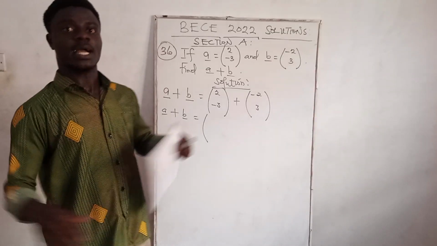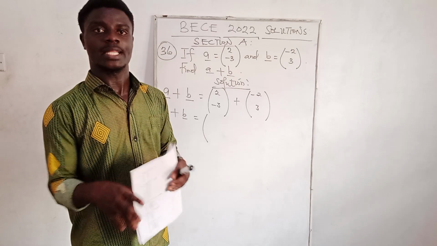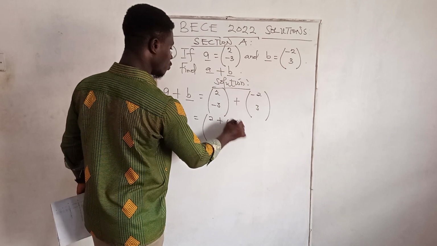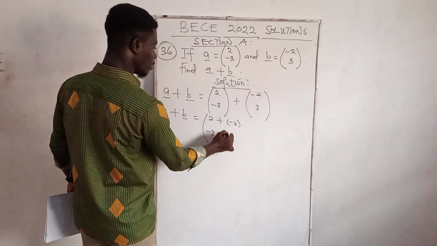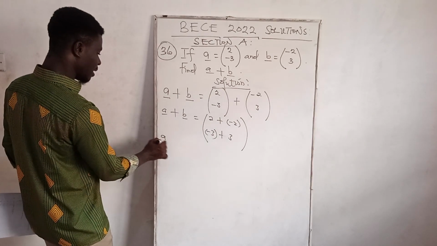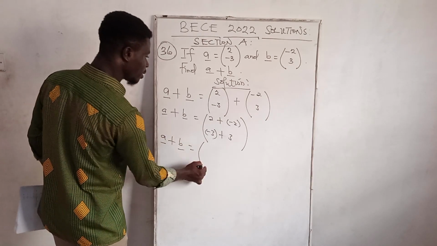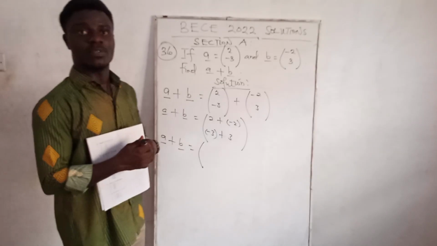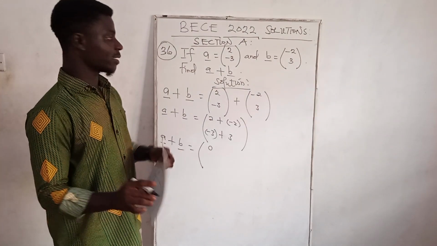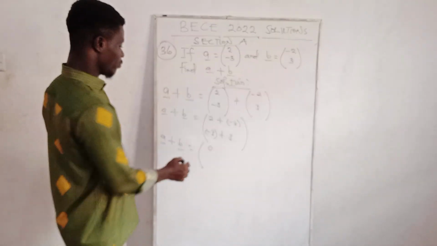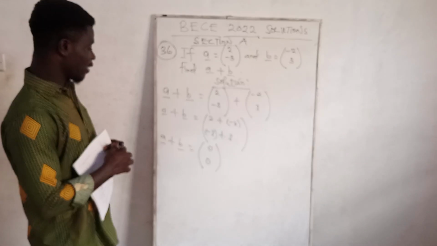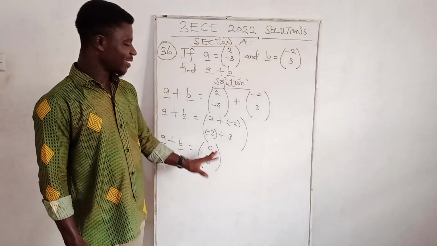Now, if you are adding, we add the x components, then we also add the y components. So we have 2 plus negative 2, then negative 3 plus 3. So vector A plus vector B equals 2 plus negative 2, which gives us 0. Negative 3 plus 3 also gives us 0. So vector A plus vector B equals (0, 0).